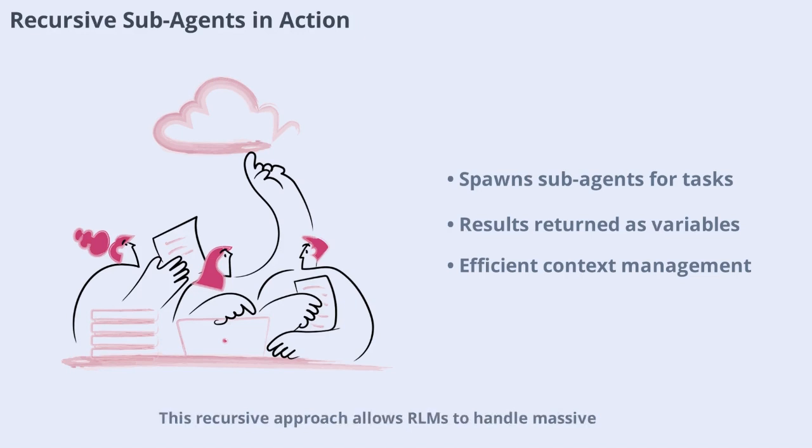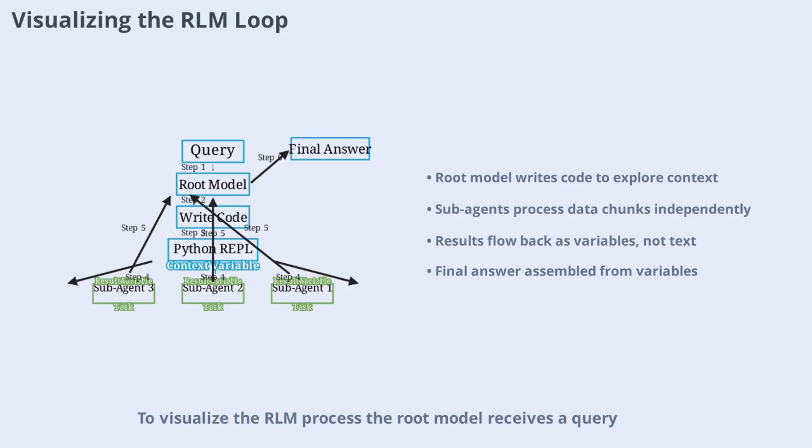This recursive approach allows RLMs to handle massive, complex datasets efficiently. To visualize the RLM process, the root model receives a query, writes code to explore the context, spawns subagents as needed, and assembles the results. At no point does the entire context flood the model's attention window. Instead, information flows up as variables, keeping each model call focused and efficient. This structure is key to RLM's ability to scale to massive contexts without suffering from context rot or overwhelming computational costs.